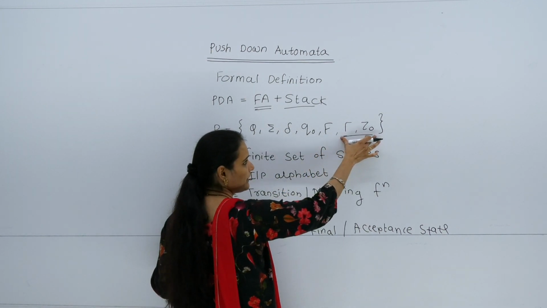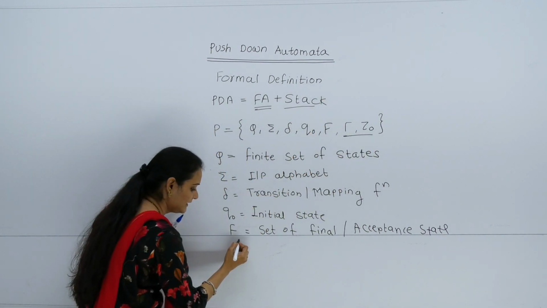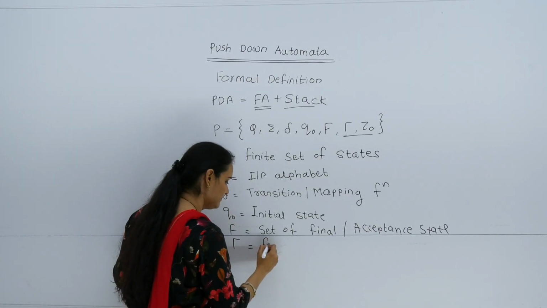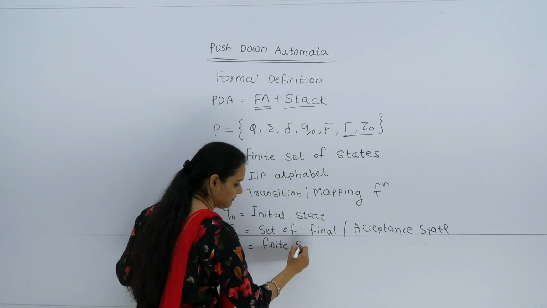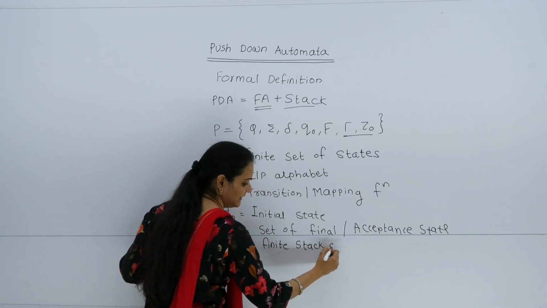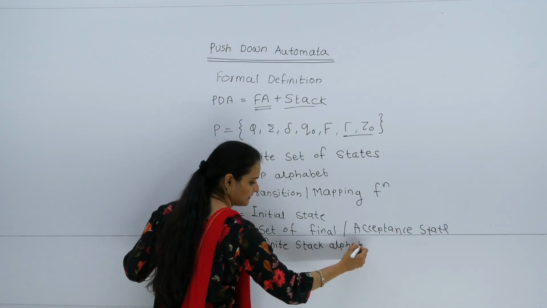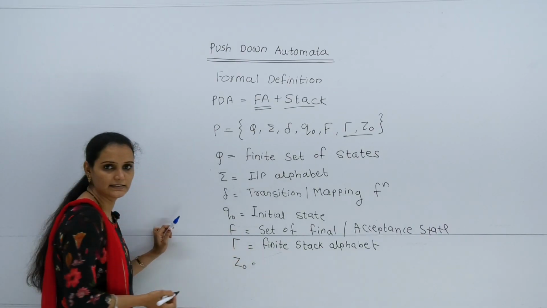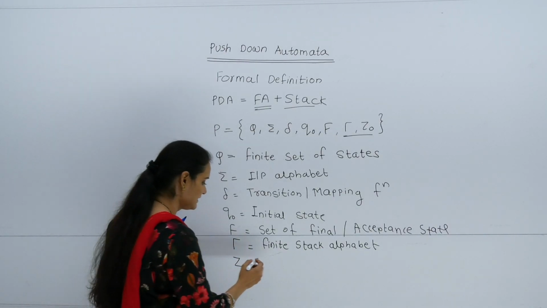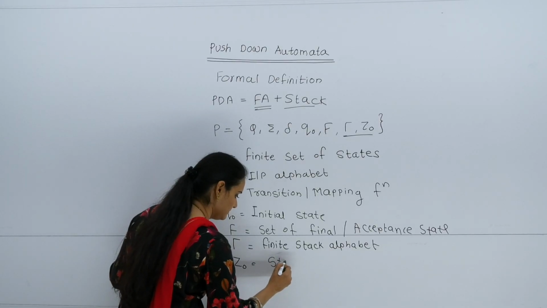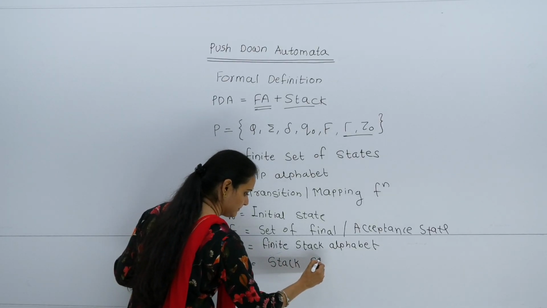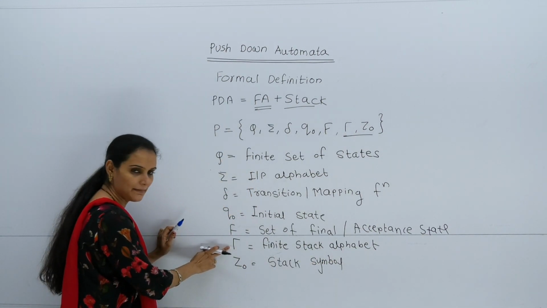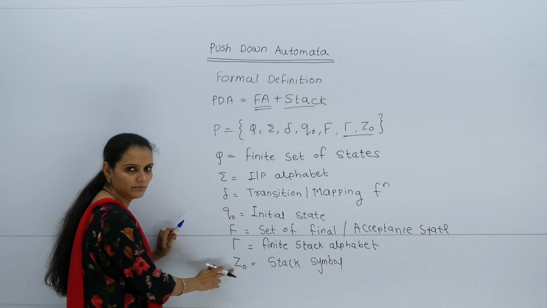Okay, so students, these are the 5 tuples of the finite automata. Then what about these 2 tuples which are related to the stack? Here it is the uppercase gamma. The uppercase gamma is nothing but the finite stack alphabet. And the last one is the Z0. Z0 we can say that it is nothing but the stack symbol. So Z0 is one of the symbols from the uppercase gamma.